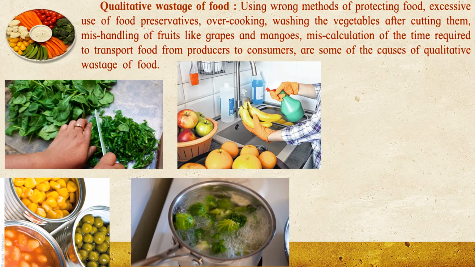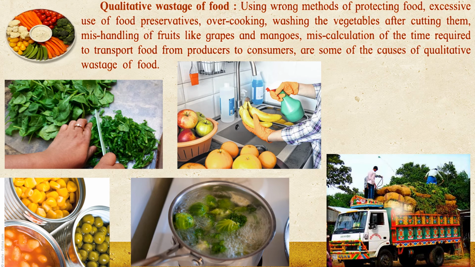Mishandling of fruits like grapes and mangoes, miscalculation of the time required to transport food from the producers to the consumers are some of the causes of qualitative wastage of food. Now suppose there are certain food items जिसे transport करने के लिए कम time लगता है या फिर transport करने के लिए अगर ज़्यादा time लगता है, so that should also be kept in mind. Okay, तो उसे सही तरीके से transport किया जाना चाहिए. In proper condition it should be transported. Otherwise that could lead to again qualitative wastage of food.